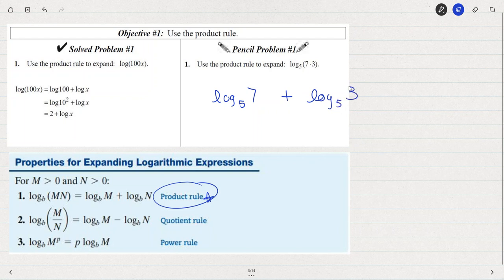So applying the log properties, the first property here, the product rule, is that the log of two things being multiplied is equivalent to the addition of those two logs. Notice that the base has to be the same, so it's log base 5 in both cases, log base 5 of 7 and log base 5 of 3.